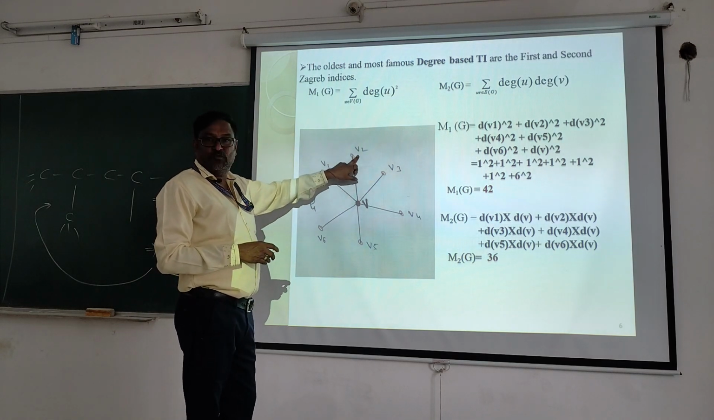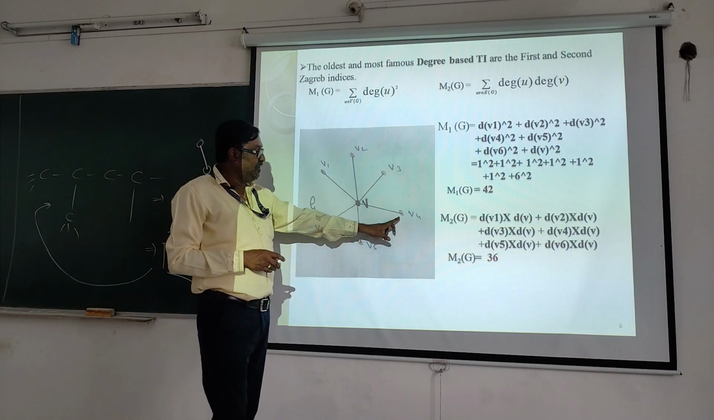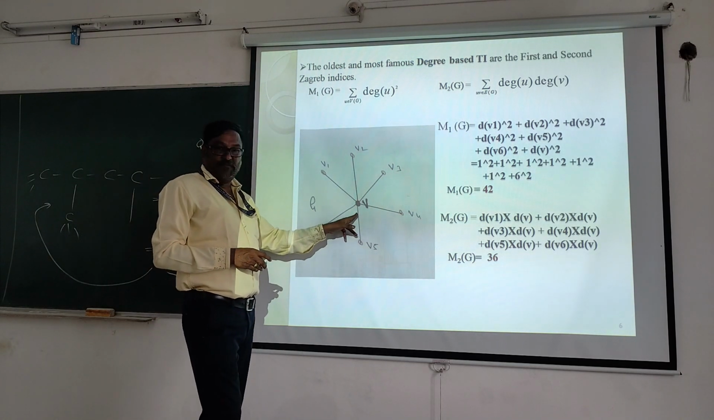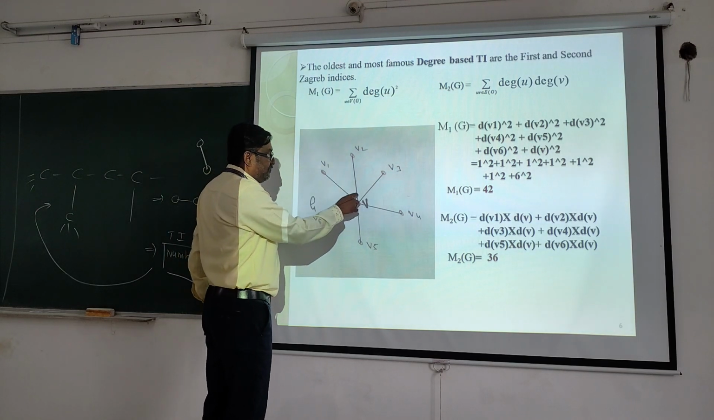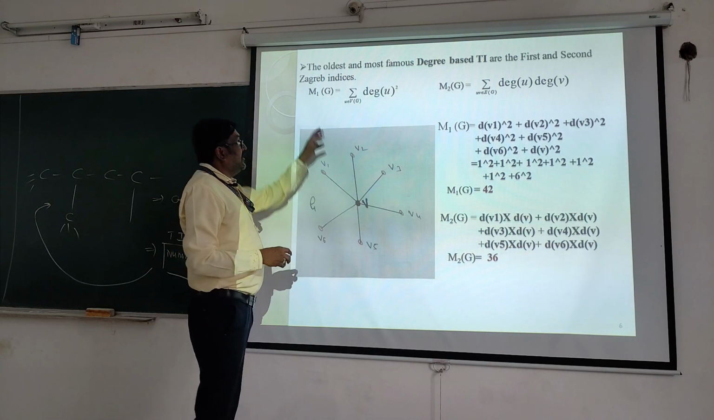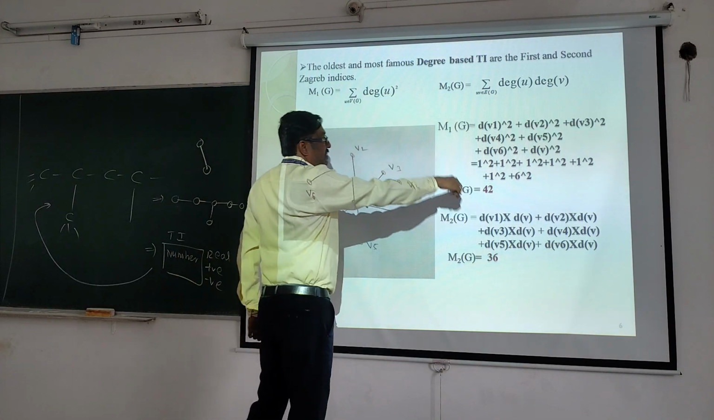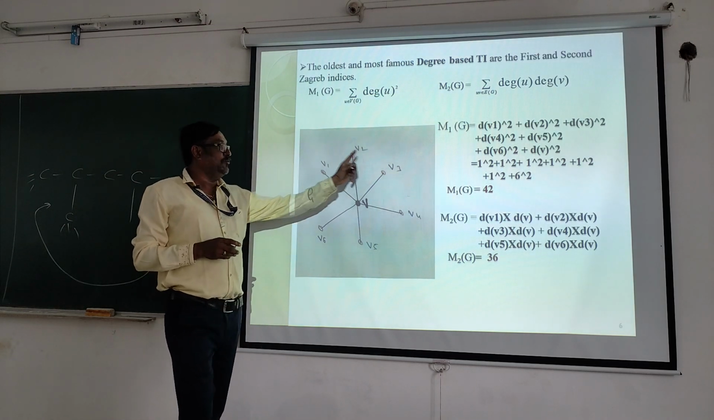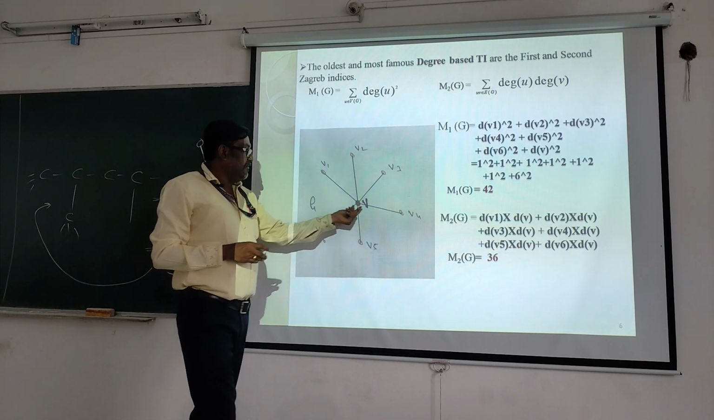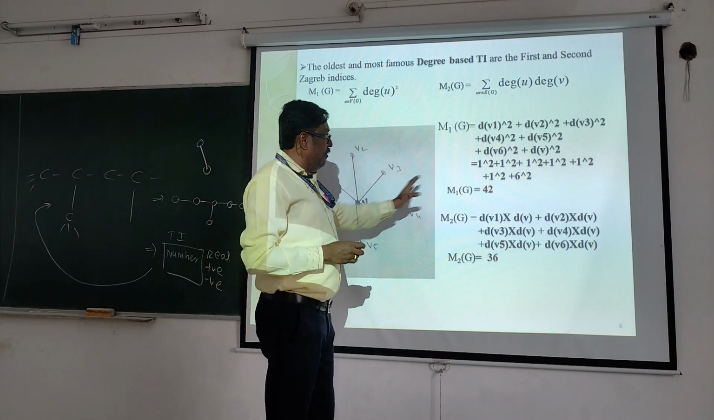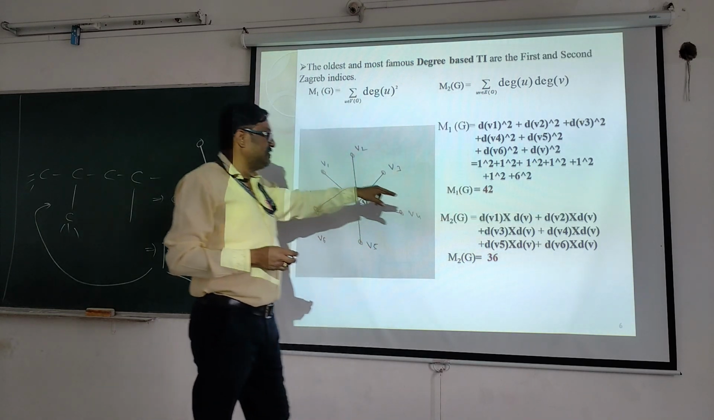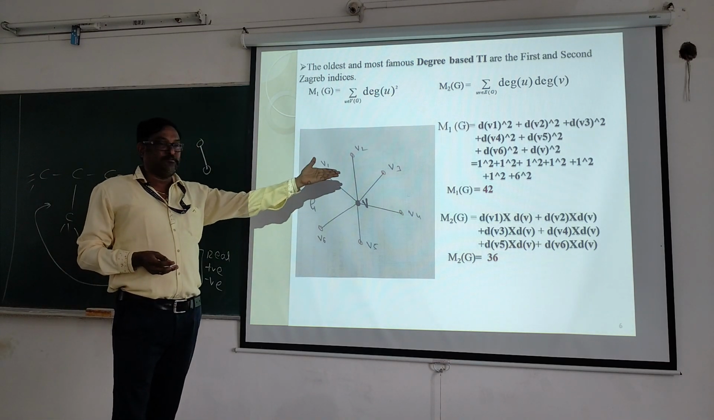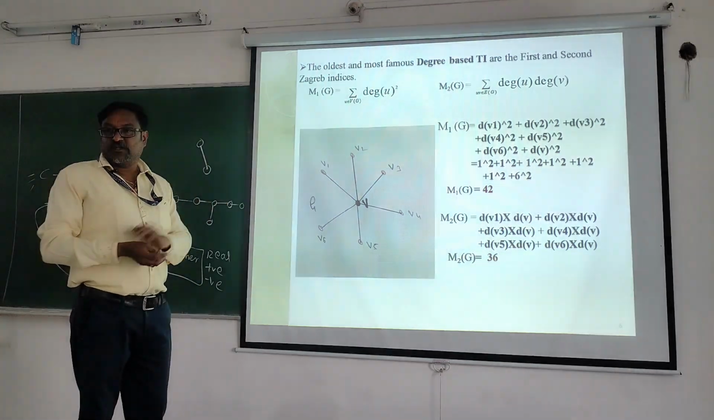Like that, the degree of V2 is 1, V3 is 1, V4 is 1, V5 is 1, V6 is 1, and the degree of V is 1, 2, 3, 4, 5, 6, so the degree of V is 6 here. Using the same formula, we substituted 1 squared for V1 through V6, where the degree of V is 6. Summing all those terms, I got the first Zagreb index as 42, and this is the topological index associated with the same molecule, which helps us to predict the physicochemical properties of the respective molecule.